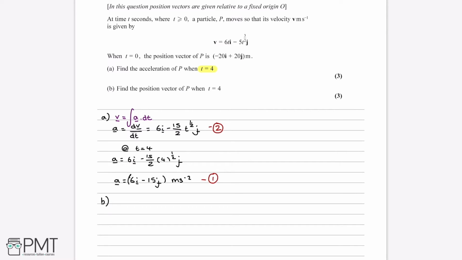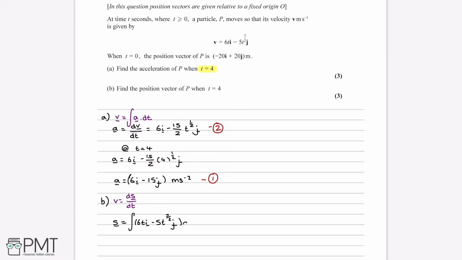And position vector is to do with distance, or we could call it displacement. The relationship between velocity and displacement is that velocity is the derivative of displacement. So v is equal to ds by dt, we denote displacement with an s, as a general rule. Therefore, displacement is the integral of velocity. So to find the displacement, which is what we need to do to find the position vector, we would integrate the expression for velocity, which is 6ti minus 5t to the power 3 over 2 j.